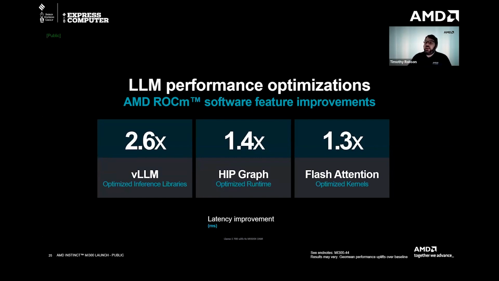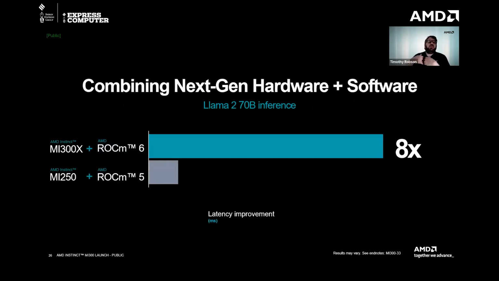So put all of it together, you have new hardware, you have new software. What does it look like in reality? Well, if we look at MI250 with ROCm 5 and MI300X with ROCm 6, on the Llama 2 70 billion parameter model inference, we're seeing about an 8x performance increase. And again, we're looking at latency, probably the most important metric in terms of looking at inference performance.